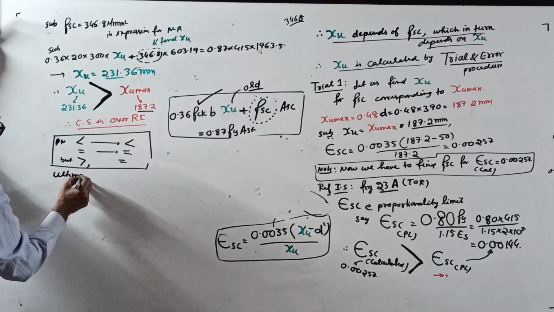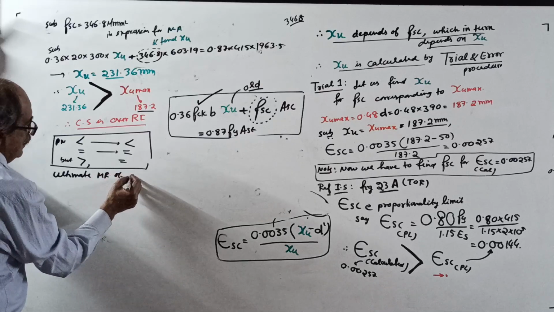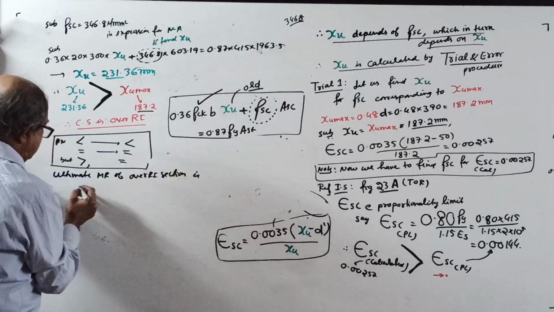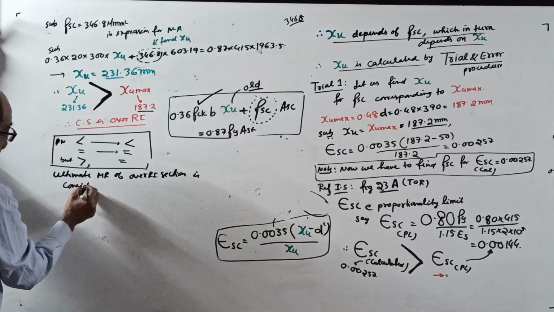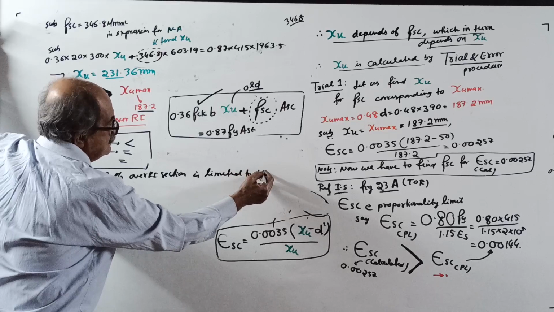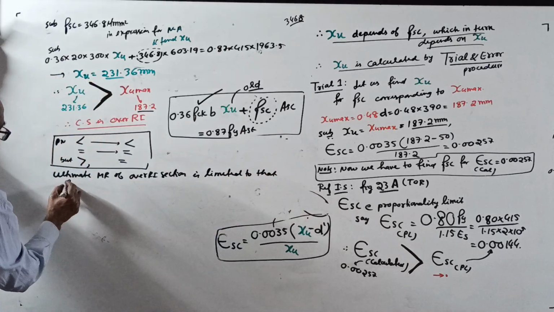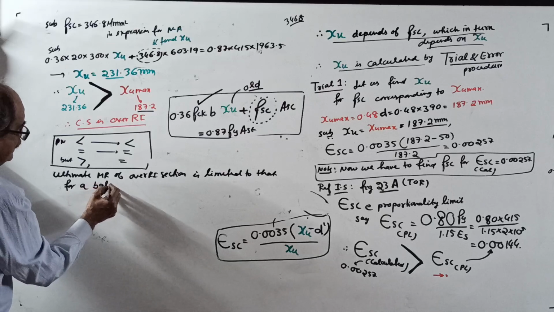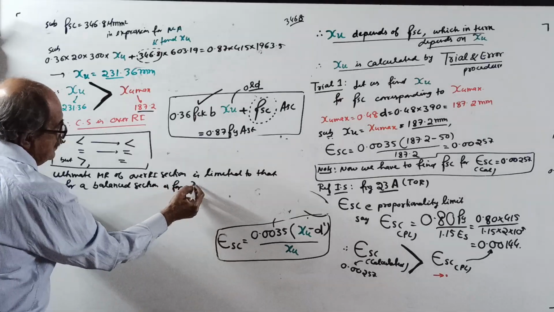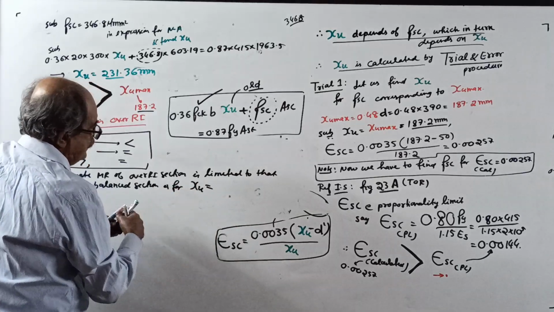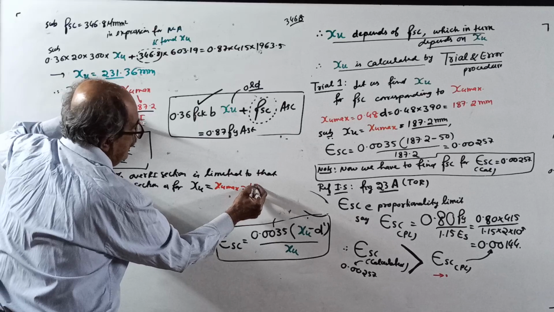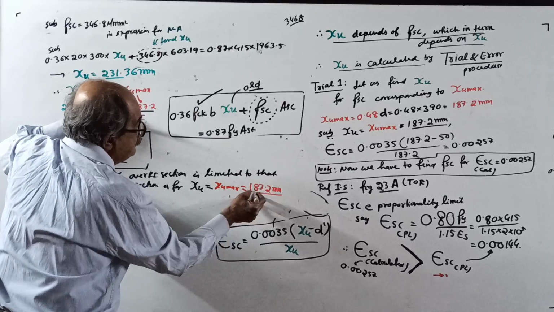Ultimate MR of an over reinforced section is considered limited to that for a balanced section. That is for your XU equal to XU max. XU max equal to, in our case, 187.2 millimeter. Okay, now see what happens.